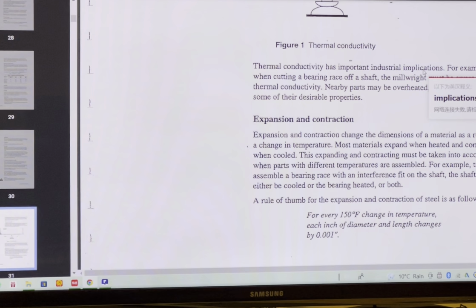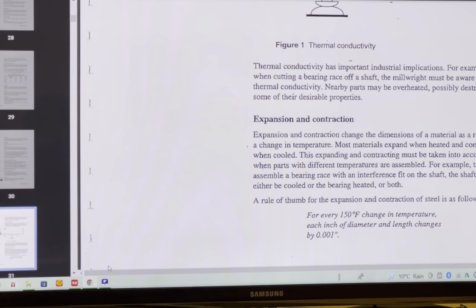Thermal conductivity has industrial implications. For example, when cutting a bearing race off the shaft, the millwright must be aware of thermal conductivity. Nearby parts may be overheated. For example, if you are welding steel, you must be aware of thermal conductivity, okay? Again, possibly destroying some of their desirable properties, according to this.